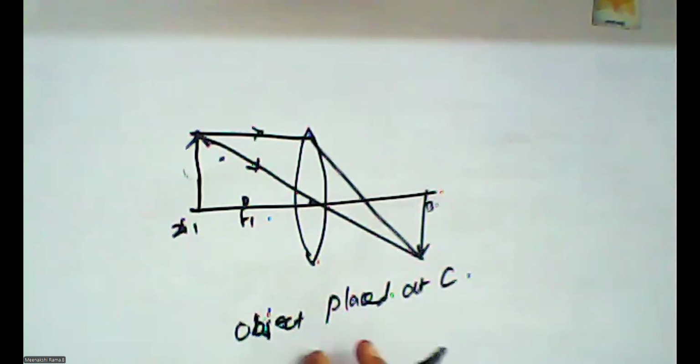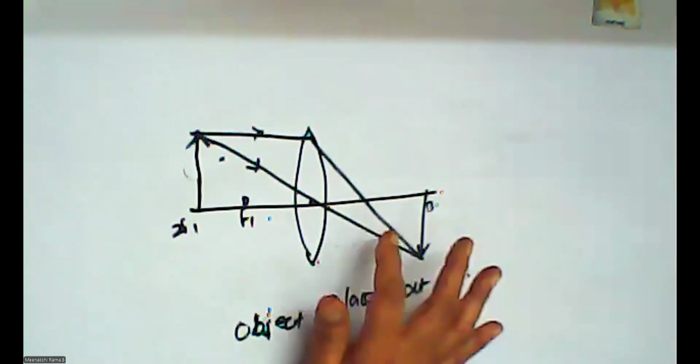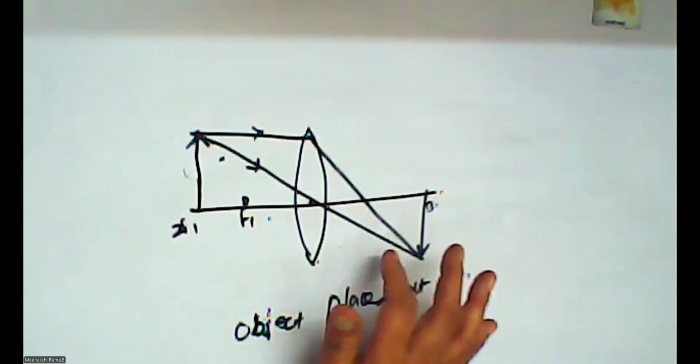In this manner, go and practice each and every position of the object: when we keep it between F and C, at the principal focus F, and between F and the optical center O. Different kinds of images are formed like this. So practice the diagram as well as the theory. The diagram will secure more marks.